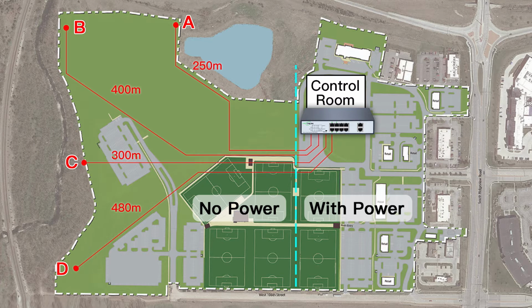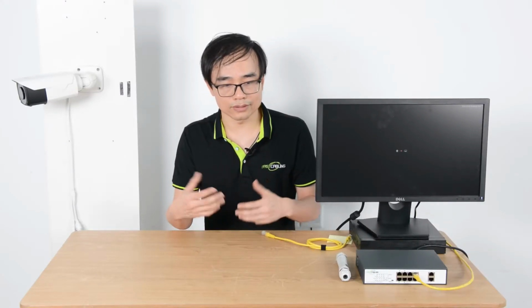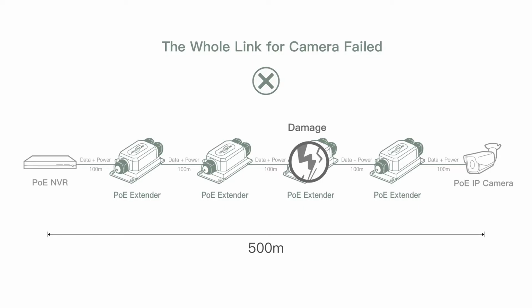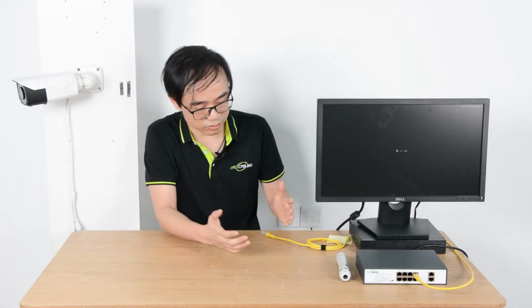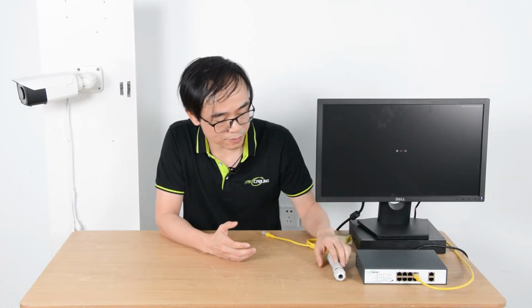We can still use the PoE standard, but we may need to change multiple PoE standards for each of the links. That sounds messy and it's not reliable, because if one of the PoE standards is defective, the link will be offline. So today I'm going to present the 800 meter PoE switch.